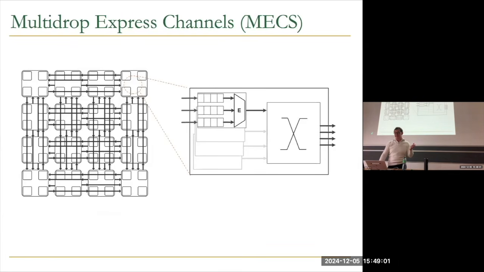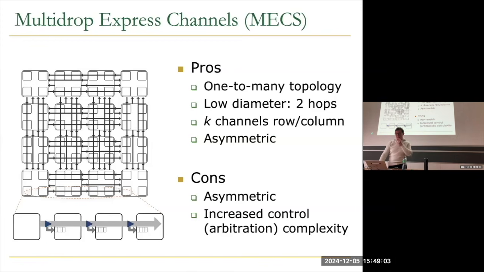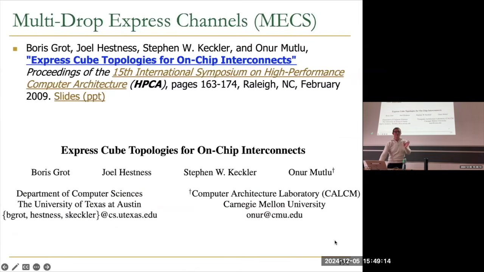Okay, and that's the router, which I'm not going to go into. So this is actually a one-to-many topology. It has a low diameter, 2 hops maximum. Yeah, it's asymmetric, so there's arbitration complexity, etc. I'm not going to go through this because we discussed this.